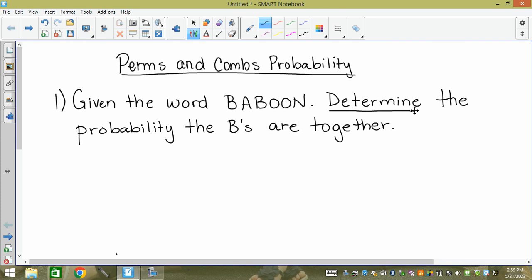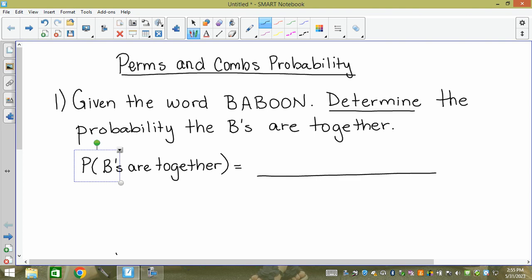That's it. So let's do that first. So we want the probability that the B's are together. So that means that we have to do the number of ways the B's can be together on the top, and then total on the bottom. That's how probability works. It hasn't changed in not one lesson that we've done. So what's the first thing I do when I get a word? Rewrite it. So B, A, B, O, O, N.